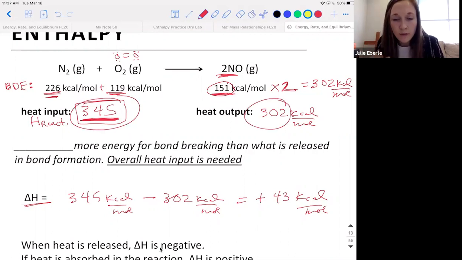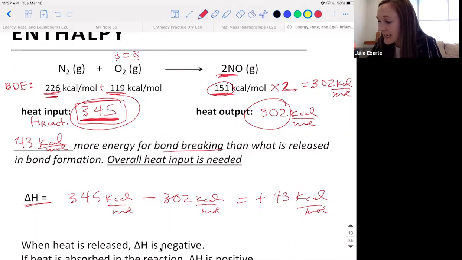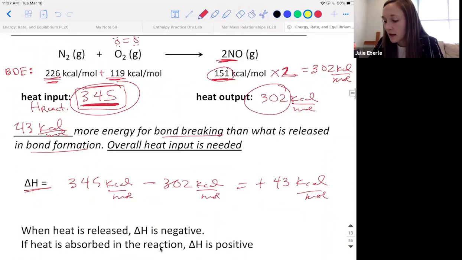We absorbed more than we gave off. So overall, 43 kcal per mole more energy for bond breaking is needed than what is released in bond formation. So overall, heat input, okay, heat is another word for energy, right? So you might hear me use those words interchangeably. So we're adding heat to this reaction or we're absorbing energy. Same thing there for this reaction.